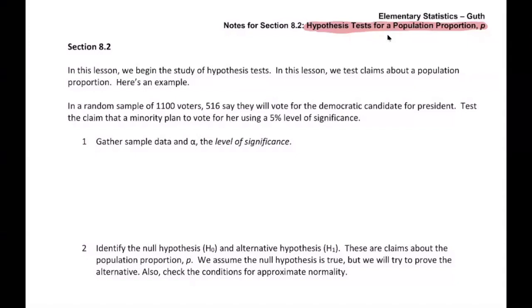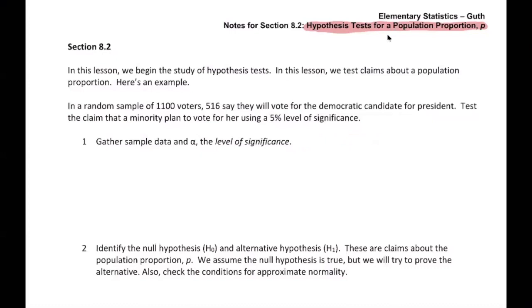It says, in this lesson, we begin the study of hypothesis tests. In this lesson, we test claims about a population proportion, and here's an example. Okay, here we go. It says, in a random sample of 1,100 voters, 516 say they will vote for the Democratic candidate for president. Test the claim that a minority plan to vote for her using a 5% level of significance. Okay, so we have to gather sample data, and we also have to check for normality. So let's add this. Oh, actually, you can't do that in this step because you need a value for p. I'm going to pass on that statement.